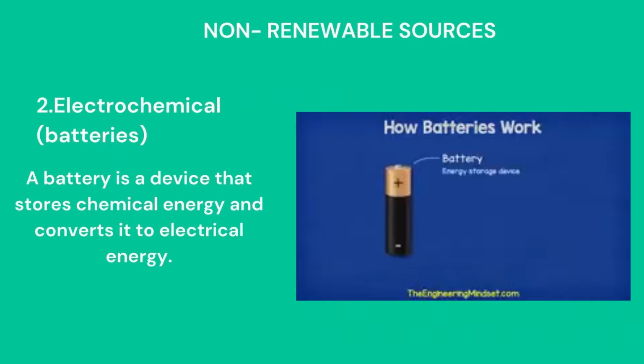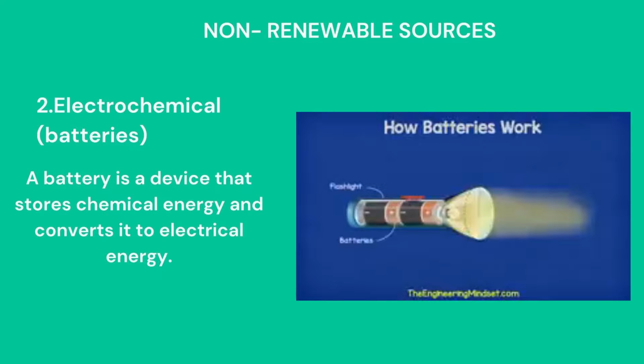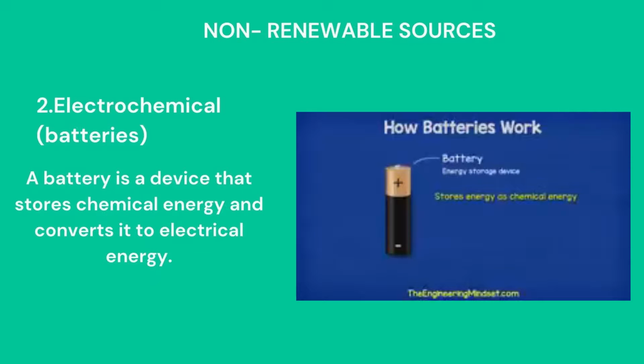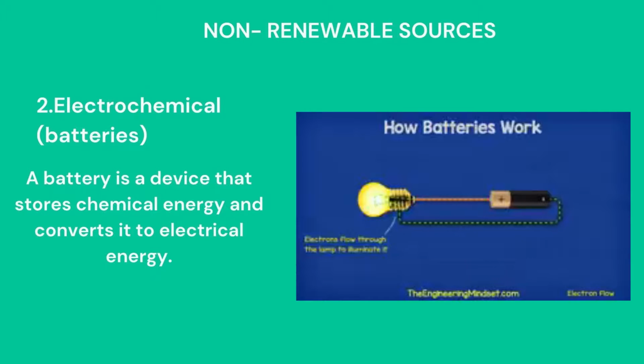A battery is a device that stores chemical energy and converts it to electrical energy. The chemical reactions in a battery involve the flow of electrons from one material electrode to another through an external circuit. The flow of electrons provides an electric current that can be used to do work.